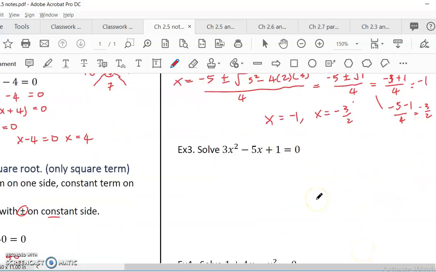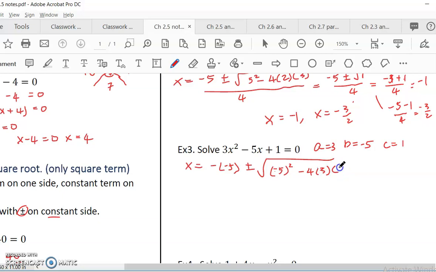Can we finish this one? So this one is very good, everything is on one side. So we say a equal to 3, b equal to negative 5, c equal to 1. So x is equal to negative b, negative of negative 5, plus or minus the square root of b squared. Now b is negative 5, so write it in brackets: minus 4 times 3 times 1. My c is 1, so there's no negative number to subtract; you are subtracting a positive number, all over 6.